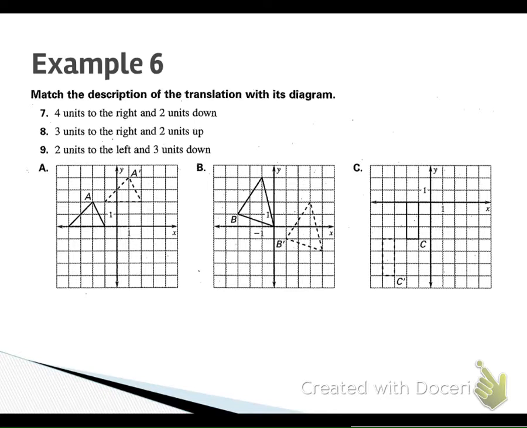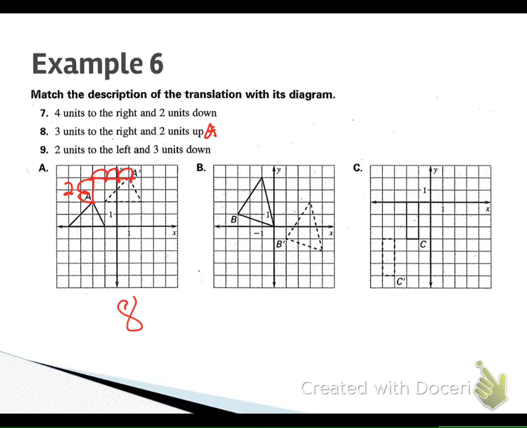Our last group is matching. I'd like you to take a second and try to match them. Okay, so if we are moving, let's just do picture A. So we're going from A to A prime. So how many units up are we moving? Up 2. And how many to the right? 1, 2, 3. So which one is that? So picture A goes with 8.